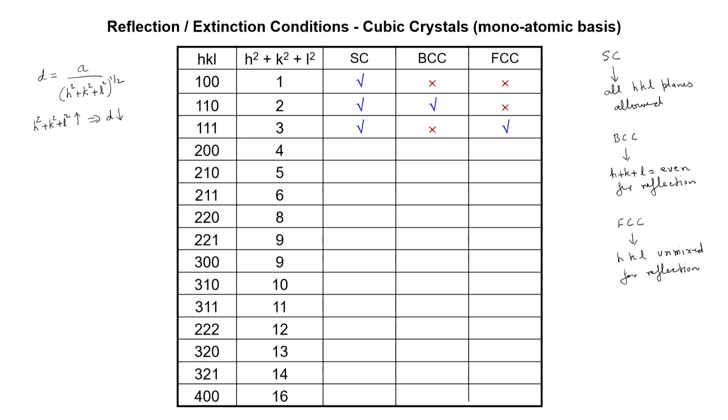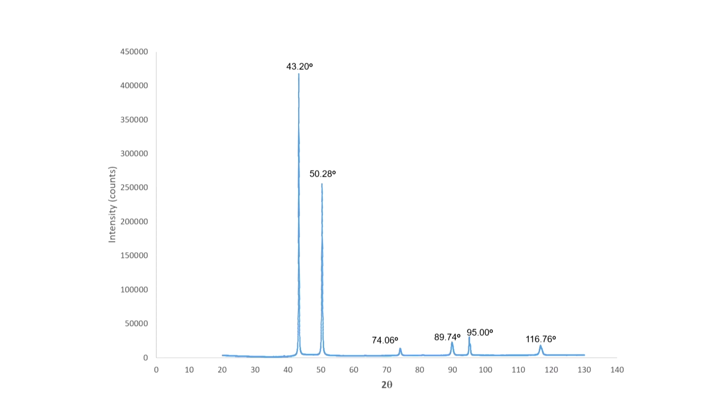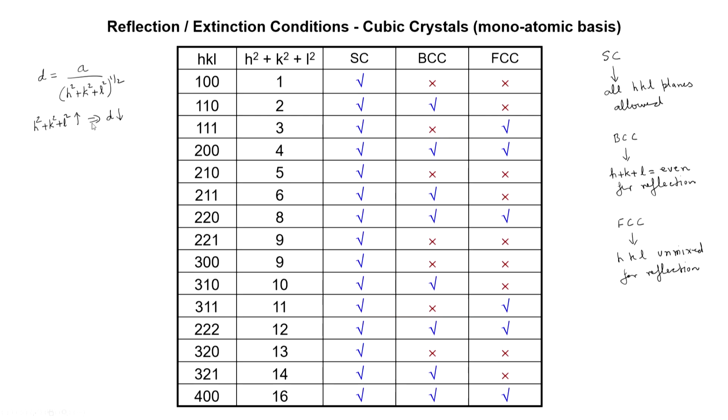This way one can also find out for other HKL indices which are the allowed reflections and which are not allowed. Now, with this table we will come to the diffraction pattern itself. This is the diffraction pattern that I had shown in the last lecture. This time I have put the 2 theta values for each of these peaks. If I come back to this table, I have put it in increasing h square plus k square plus L square, or decreasing interplanar spacing.